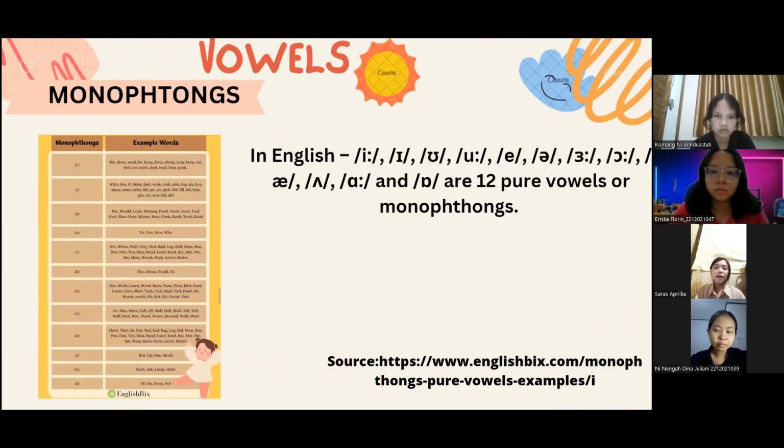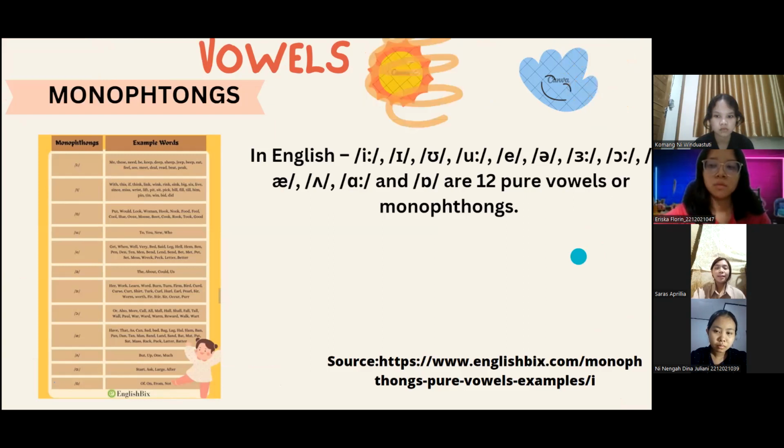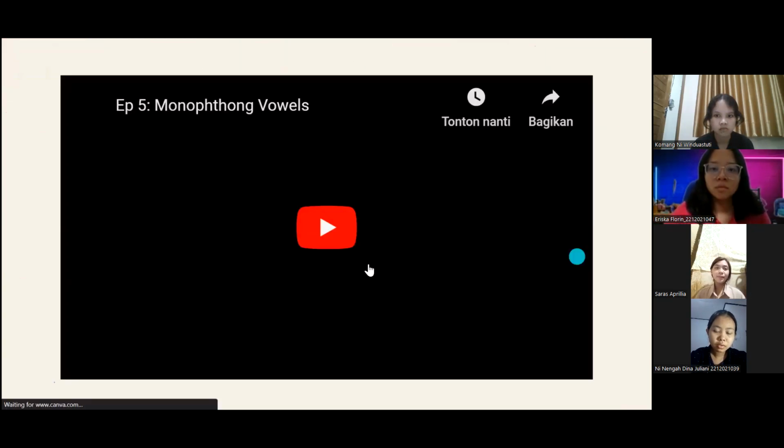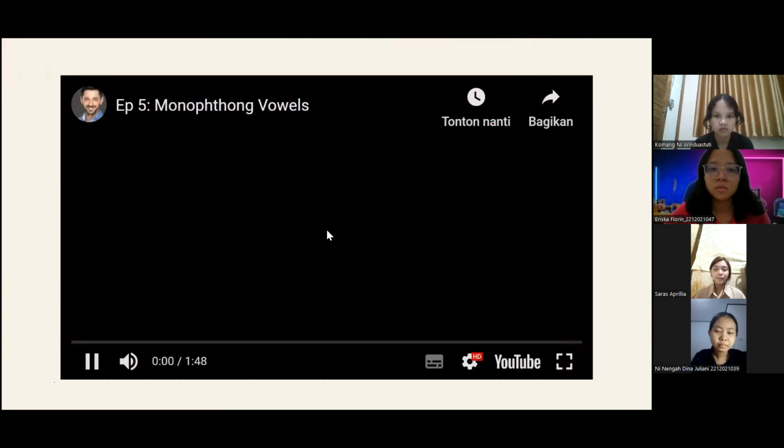Okay, this is a table about 12 pure vowels, monophthongs, and the examples. Can you see the first is E? This is like me, this, need. And to be clear, let me show you the video.